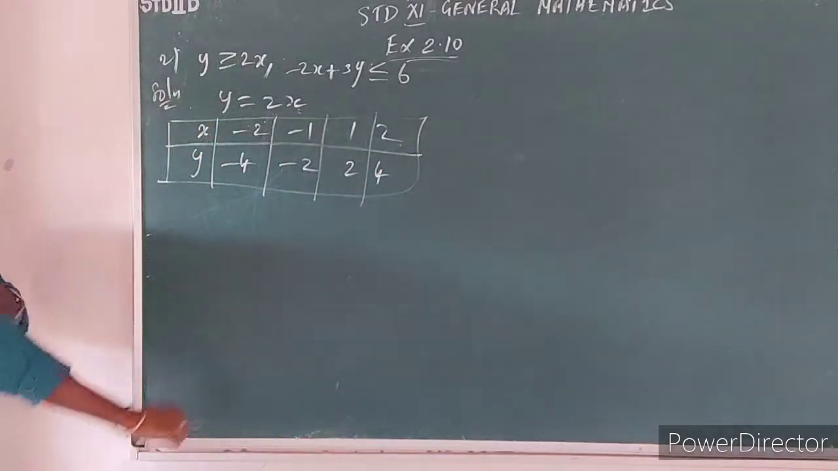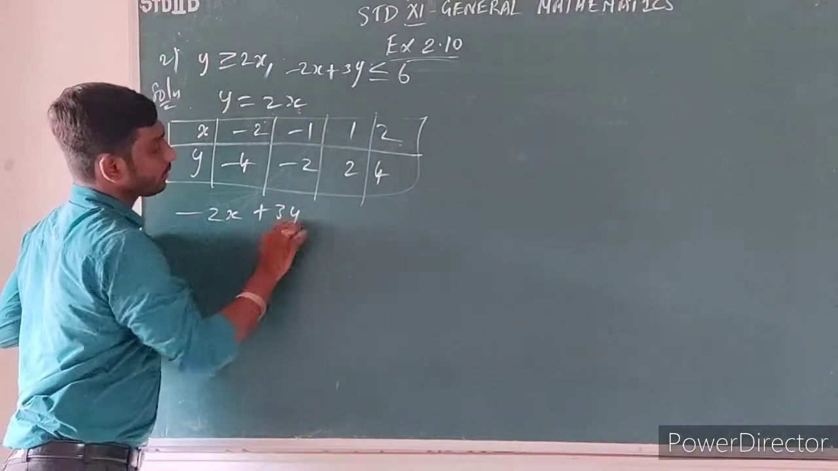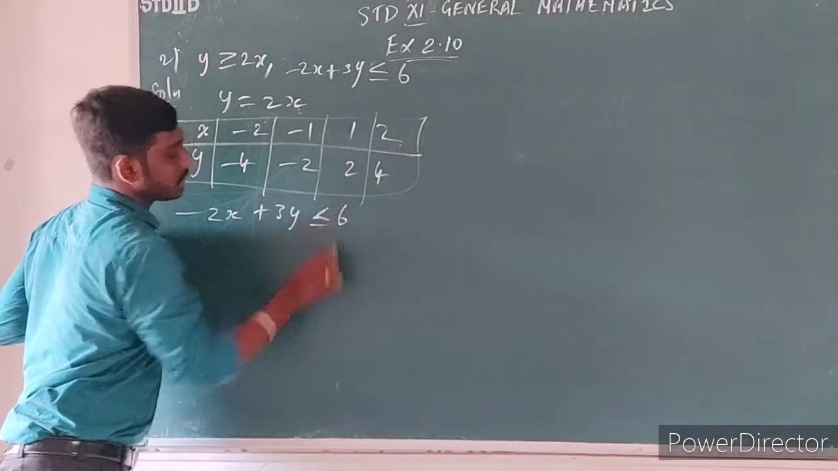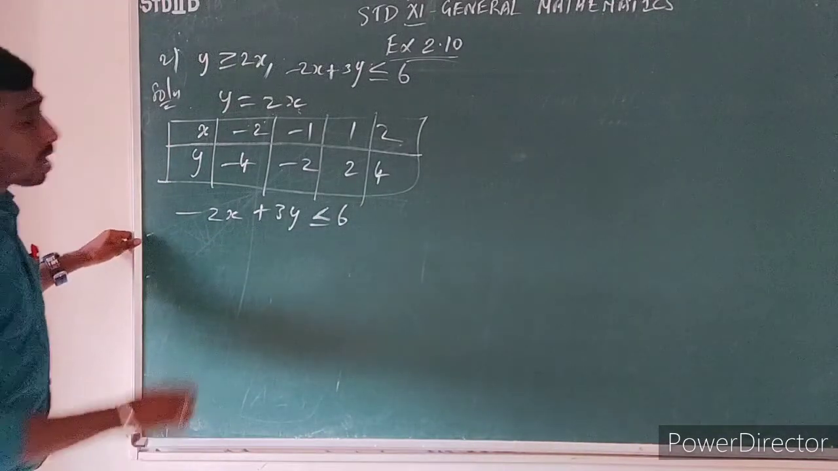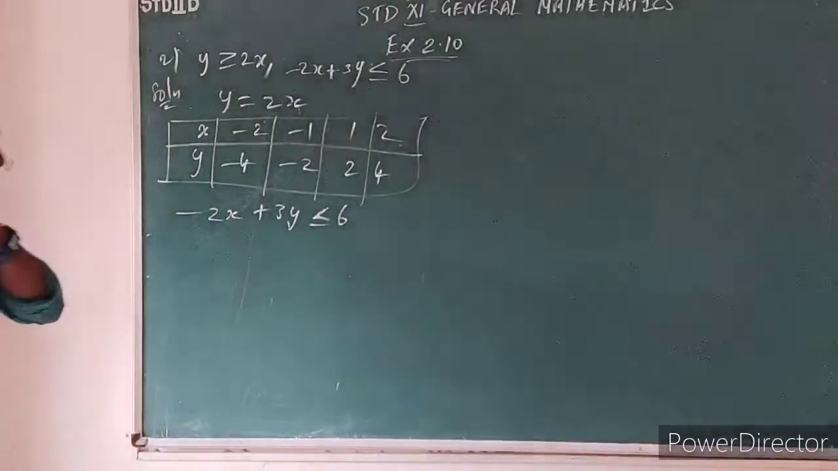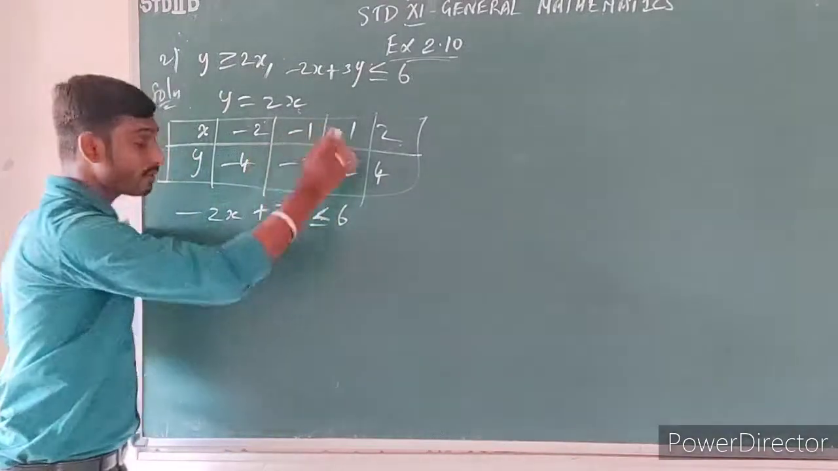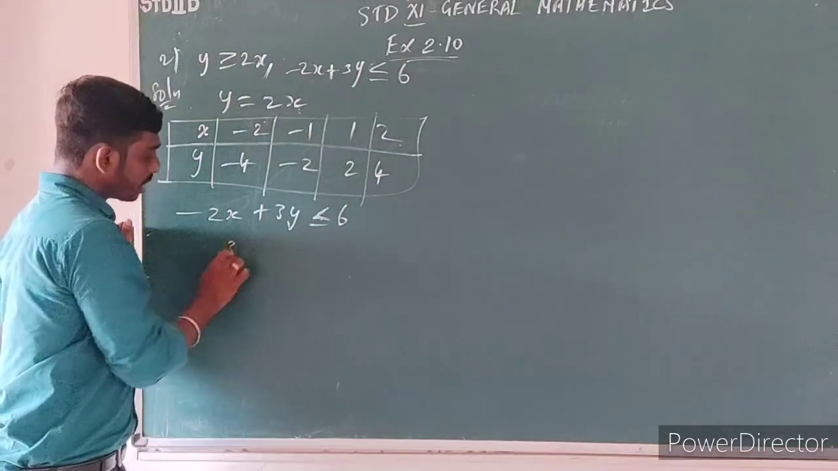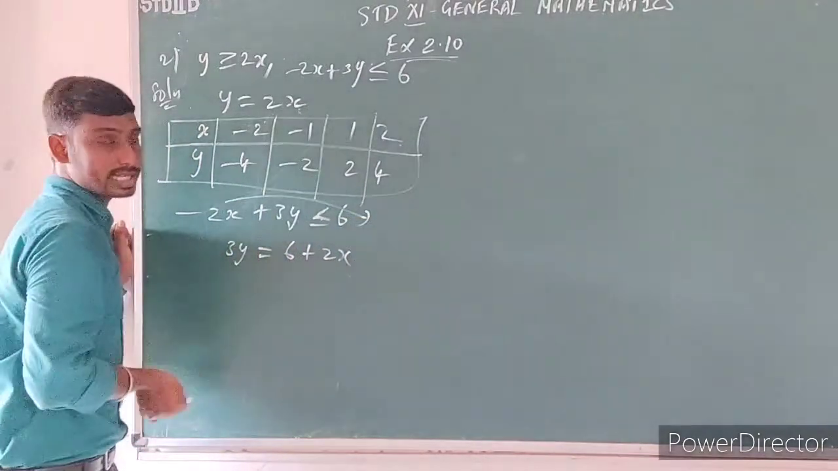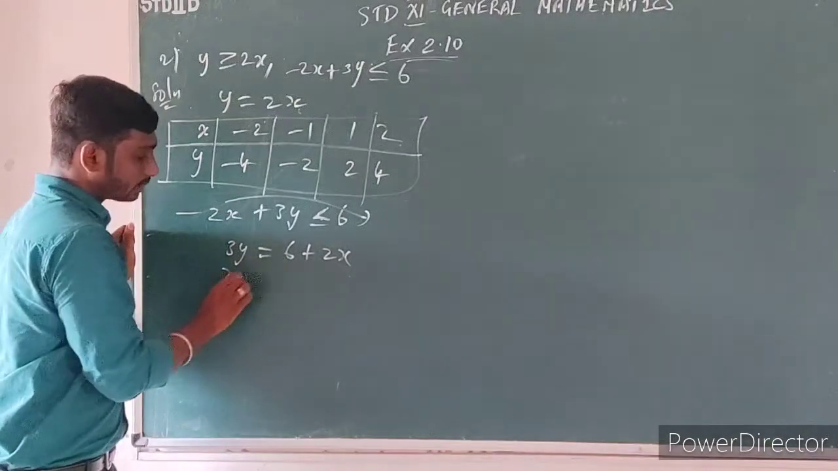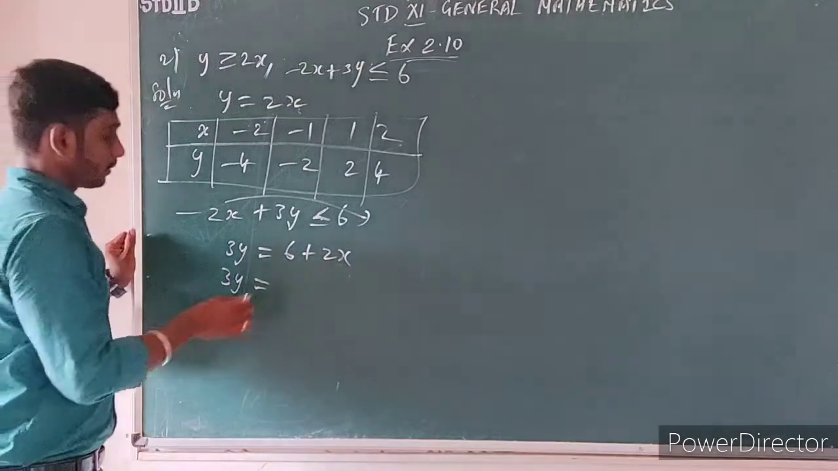The next table we are going to make is for the second inequality given here: minus 2x plus 3y lesser than or equal to 6. Lesser than or equal to 6 means you are going to find out the y value. Now here also we are going to find out the y value. How to find out the y value here? That is minus 2x plus 3y equal to 6. This minus 2x goes outside and changes into plus 2x. 3y equal to 6 plus 2x here.